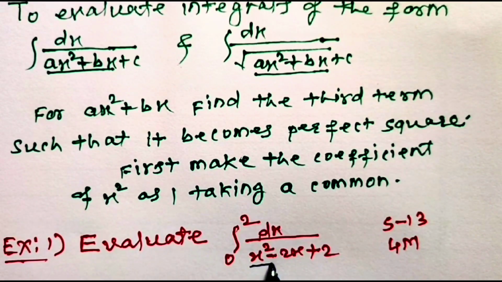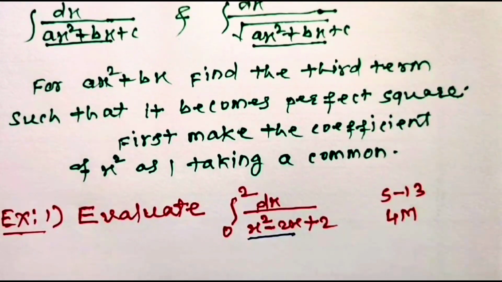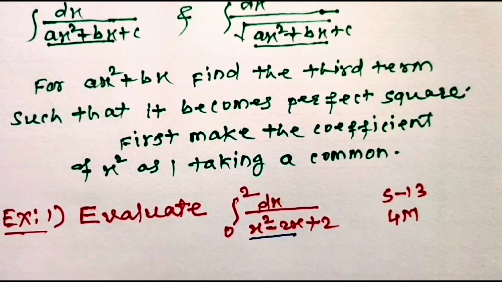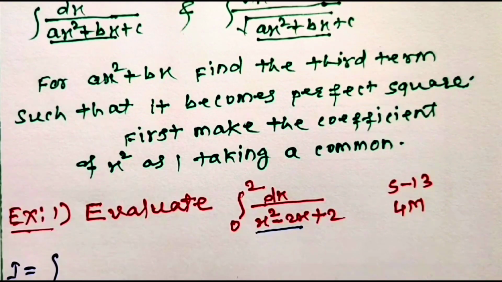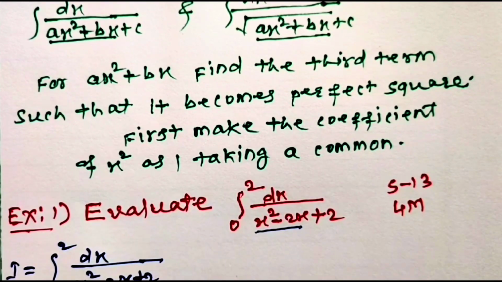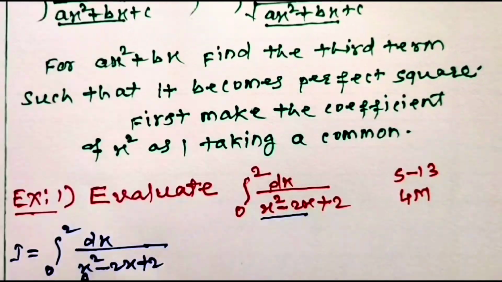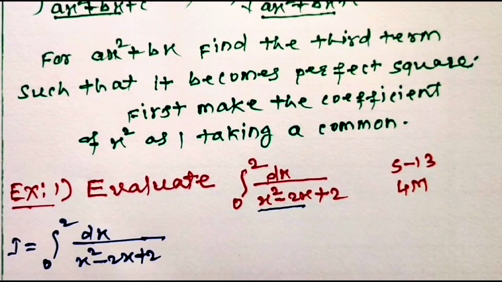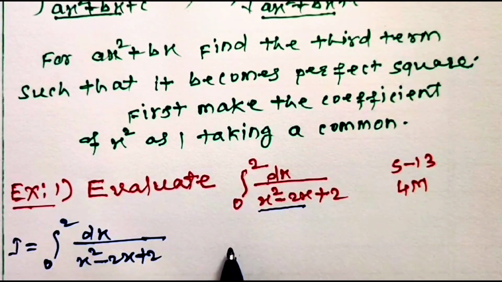For these two terms we have to find out the third term. So first of all, write the integral as it is. Hence I is equal to integral from 0 to 2 dx divided by x square minus 2x plus 2. The denominator is a quadratic polynomial x square minus 2x plus 2, and here the coefficient of x square is already 1. So directly you can find the third term.